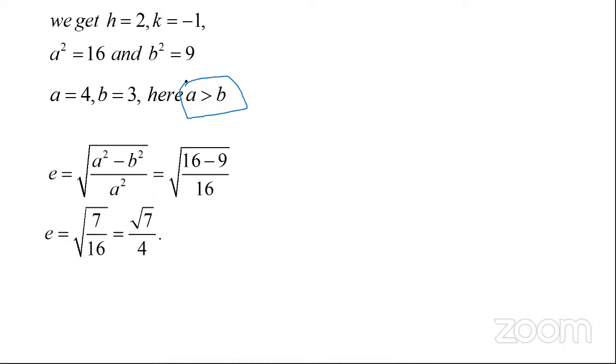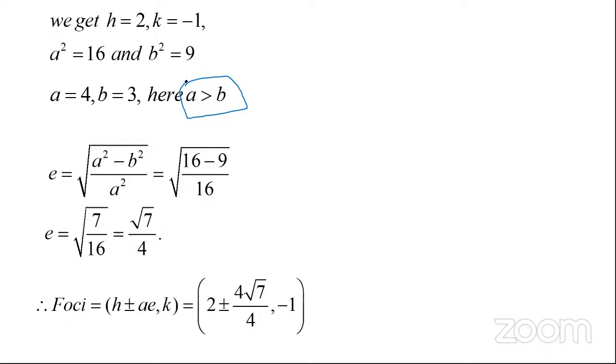Then, if a is greater than b, the value of eccentricity is the square root of (a square minus b square) by a square. That is, a square value is 16 and b square value is 9, so the square root of (16 minus 9) by 16, that is nothing but 7 by 16 under root. So we get root 7 by 4. That is the value of e, the eccentricity of the given ellipse.